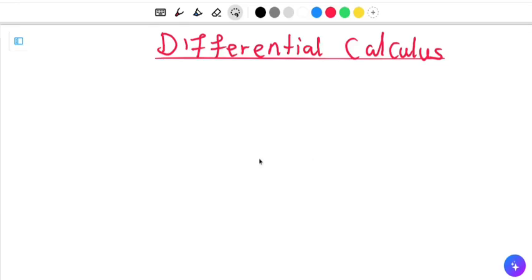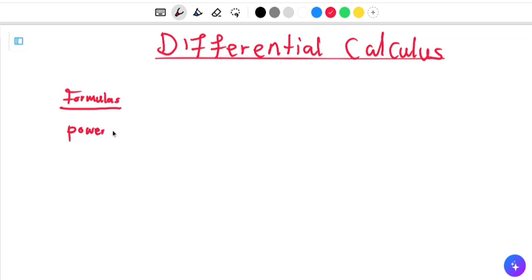Starting differentiation. So let's start with the formulas that you need to know. These formulas are very, very important and you need to apply them whenever you're answering any question concerning differentiation. So we have the power law.